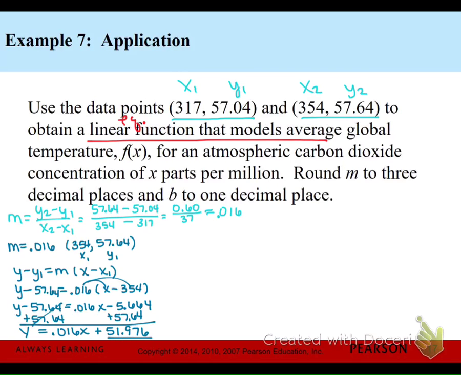Well, this 51.976 is my y-intercept. So I'm going to bring that over here. And so we get our function, so I'm going to write it as f of x, because that's what it refers to in the example, equals 0.016x plus, when I go to round this to 1 decimal place, that 7 makes it round up. But that's a 9 already, so it's going to force that to round up. So we're going to put 52 and then 0.0. Go ahead and put that 0.0 because that tells us that you rounded to 1 decimal place.